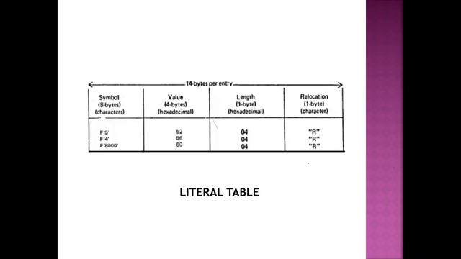The next one is the literal table. The literal table is the same as the symbol table. There's no change here. Only one thing you have to correct: it has to be literal, and it is going to be 8 bytes. What do you mean by literal? I told you in the first program, instead of giving FOUR, you can give it as =F'4'. That is a literal. That is what we have done here.